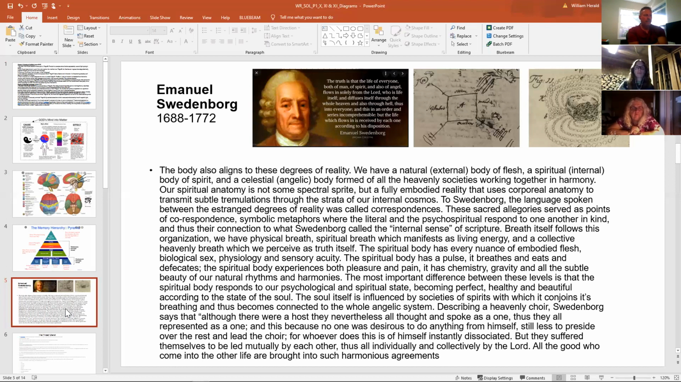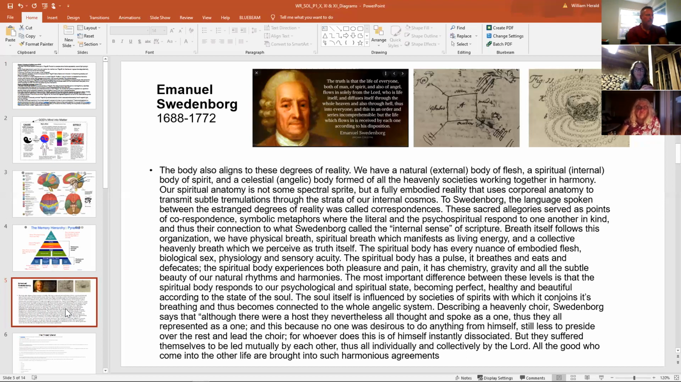The spiritual body has a pulse. It breathes and eats and defecates. The spiritual body experiences both pleasure and pain. It has chemistry, gravity, and all the subtle beauty of our natural rhythms and harmonies. The most important difference between these levels is that the spiritual body responds to our psychological and spiritual state, becoming perfect, healthy, and beautiful according to the state of our soul.